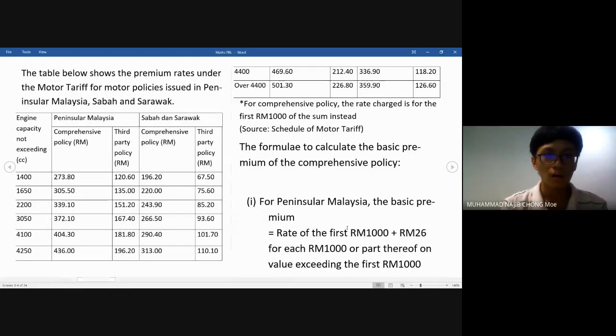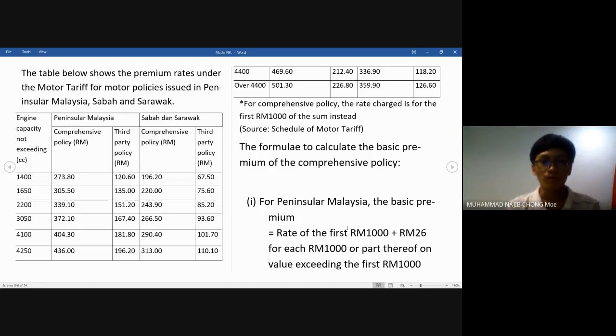The table below shows the premium rate under the motor tariff for motor policies issued in Peninsular Malaysia, Sabah, and Sarawak. For comprehensive policy, the rate charged is for the first 1,000 ringgit of the sum insured. The source is from the schedule of motor tariff.